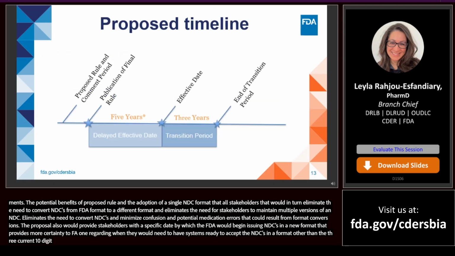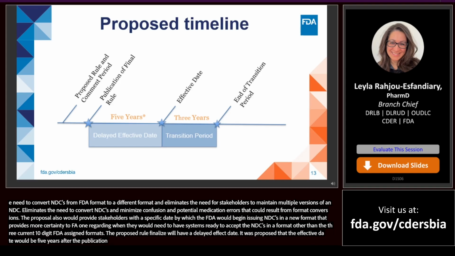The proposed rule, if finalized, will have a delayed effective date. It was proposed that the effective date will be 5 years after the publication of the final rule, and after that we enter a 3-year transition period.